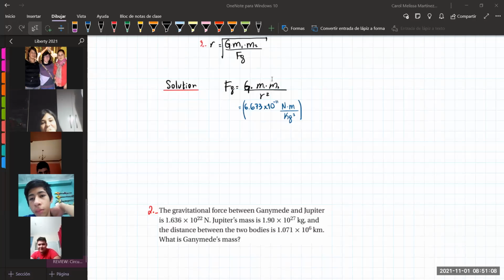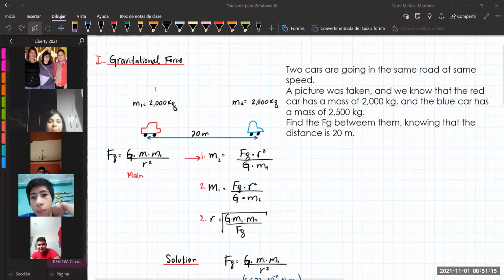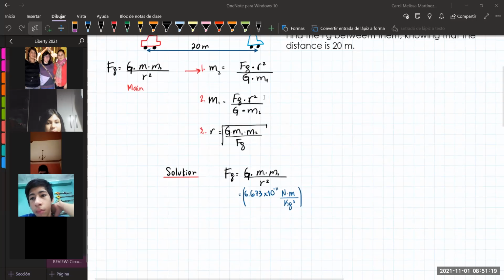Okay, just plug in the givens. The masses of the cars. Remember, we have two cars in the picture. Beautiful picture. 2000, 2500.